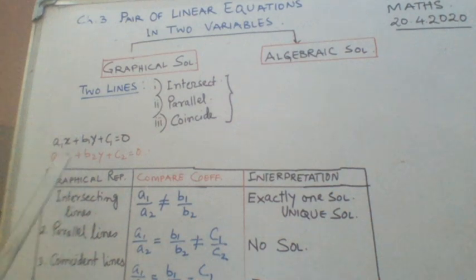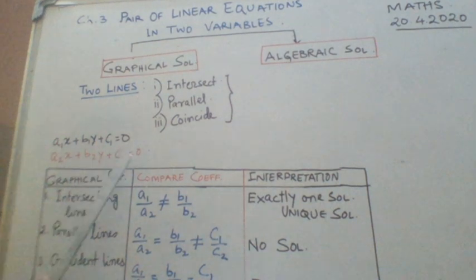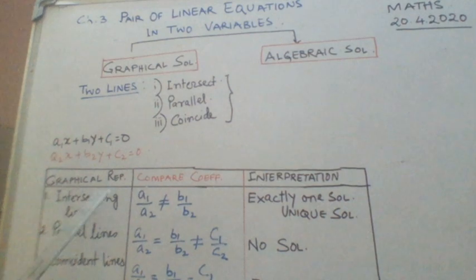So the coefficient of x is said to be a1, coefficient of y is b1, and the constant term is c1. Similarly, in the other equation, coefficient of x is a2, coefficient of y is b2, and the constant term is c2. Now see, we will try to understand it from this table. This is the graphical representation of the two lines.